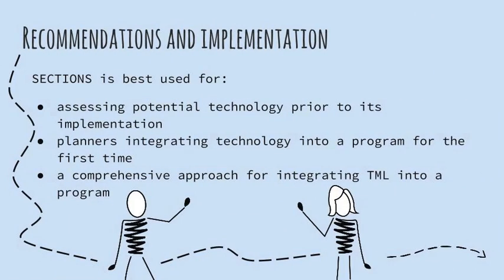Because of its emphasis on matching technology to the needs of students, teachers, and the organization as a whole, the SECTIONS model is a valuable framework for assessing the use of potential technology within a program. It can be a useful model for planners and teachers who are integrating technology for the first time. Despite its lack of international perspective, it's still a comprehensive approach for integrating technology because it considers not just the technology, but the entire educational context.